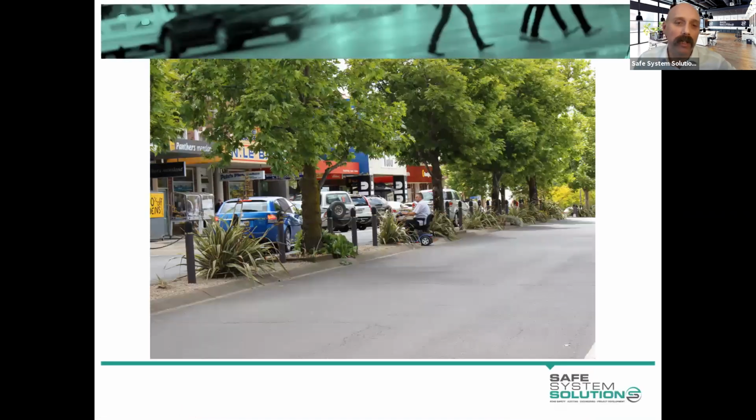And we also include in our pedestrians people on mobility scooters, on e-scooters, on skateboards. So pedestrians is quite a very broad category there. Lots of things to consider, and you'd want to be thinking about all of those as you go.